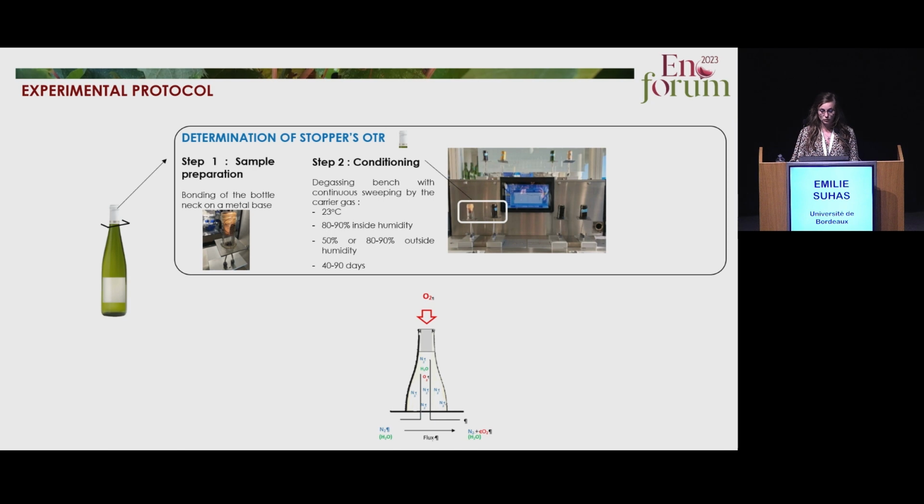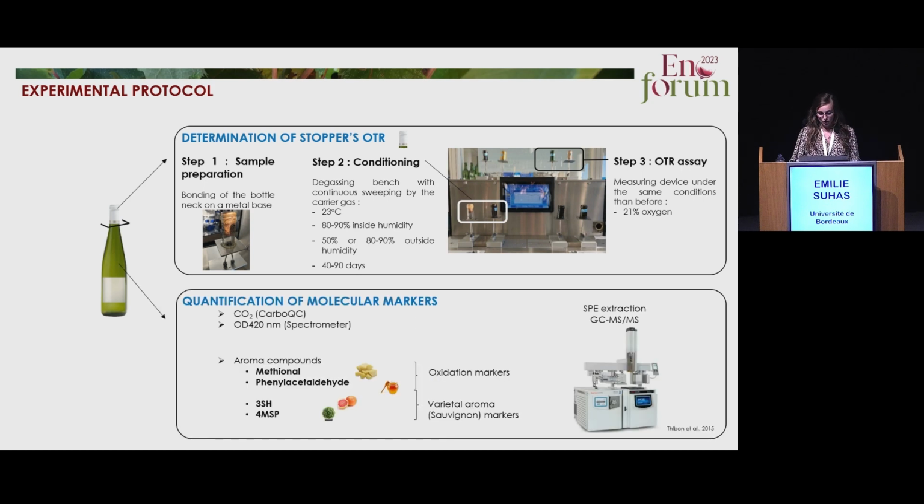We then cut the neck of the bottle to measure the OTR and the closures. For this methodology, we used coulometry, which encompasses 3 steps: sample preparation, then sample conditioning to eliminate all the oxygen in the headspace in order to degas the headspace, in order to have stable measurement conditions, and then we went on with the OTR measurement, the OTR assay.